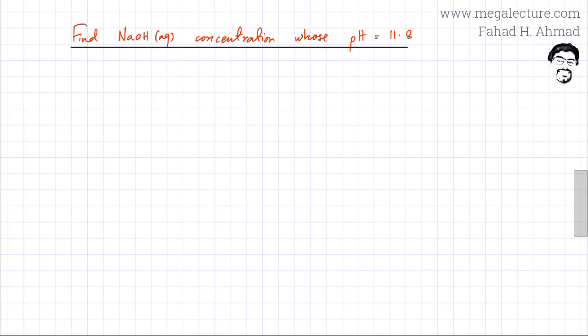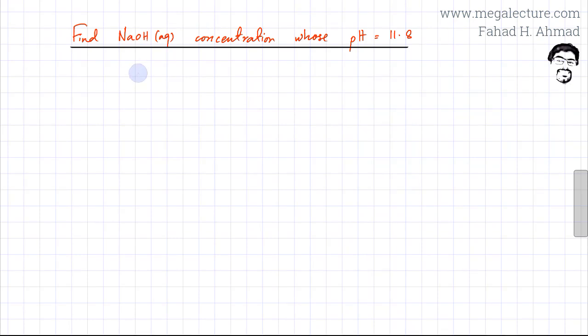Let's try and do another example. But this time I'm going to do the opposite. Now I'm supposed to find the concentration of NaOH aqueous, and the pH of that solution is given. It's given as 11.8. So I'm going to try and do the reverse now. The pH is already known, and I need to find the concentration of NaOH aqueous.